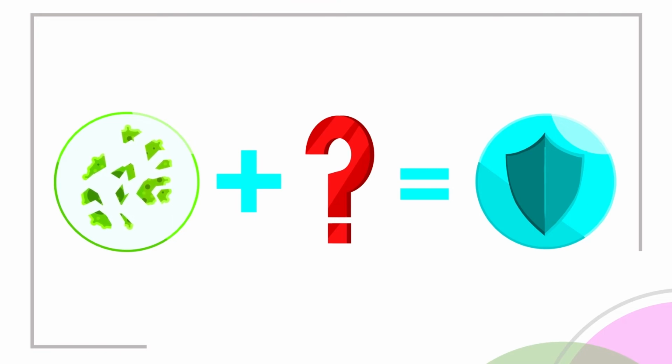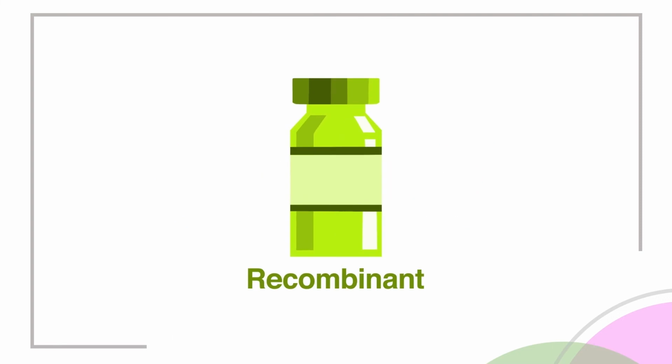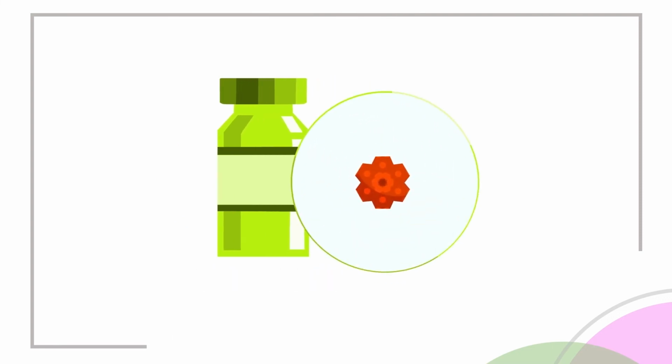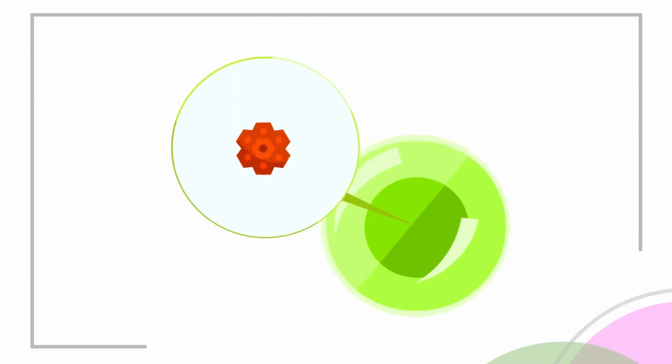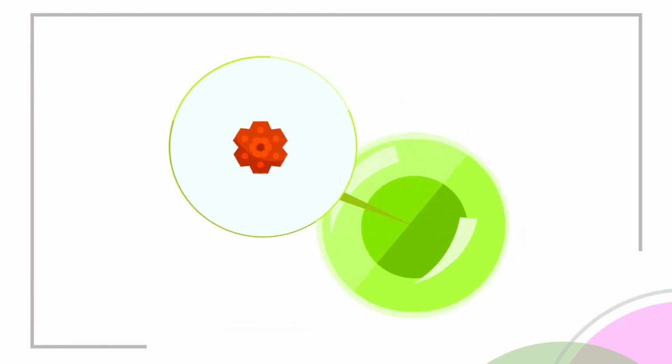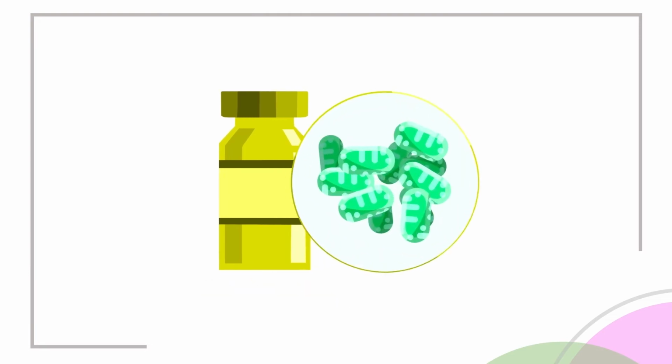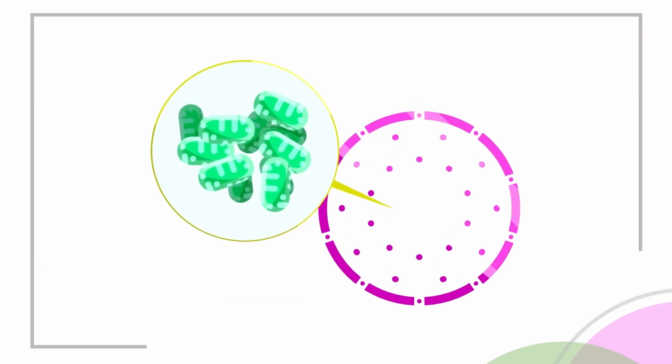For example, recombinant vaccines, like hepatitis B, are made by putting a small part of the germ into special cells, such as yeast, to make copies. And conjugate vaccines, like Hib, attach small pieces of the germ to a protein to carry it into the body. And there are many other subunit vaccines that combine with other organic pieces.